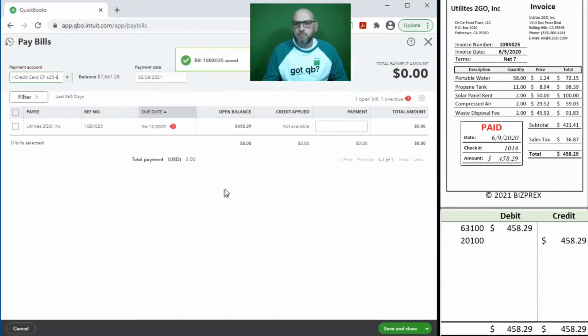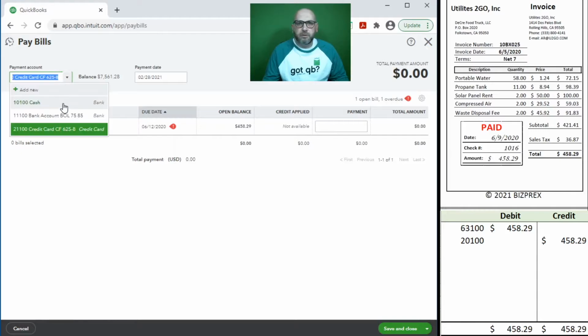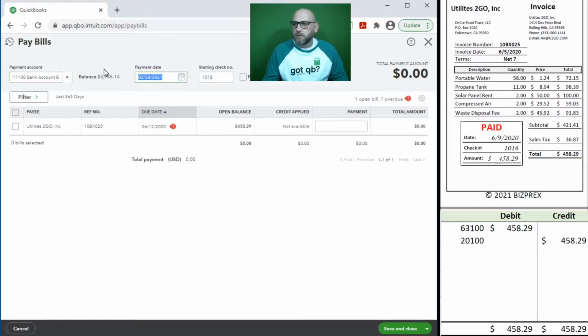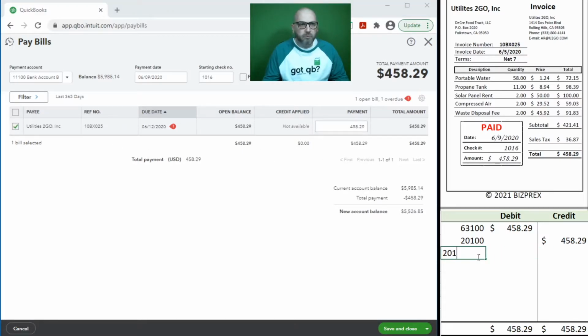All right, let's go ahead and pay it. Again, we're paying it with a check, so make sure that that's selected. All right, payment date 6/9, check 10/16. All right, here it is, amount is correct. So once we book it, we will reduce our accounts payable balance, and we will reduce our bank account balance.